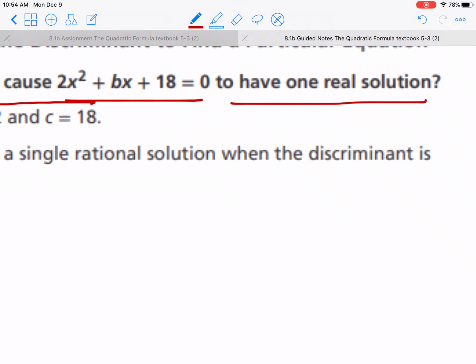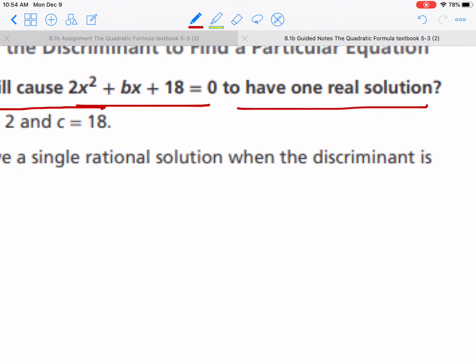Okay. If a quadratic equation has one real solution, what do we know about its discriminant? To have one real solution, its discriminant has to be 0, right? 0 is the only way we get one real solution. So they want us to find a number for b that's going to give us one real solution. Okay, let's try the discriminant, right? If we can make the discriminant equal 0, then we've got it.